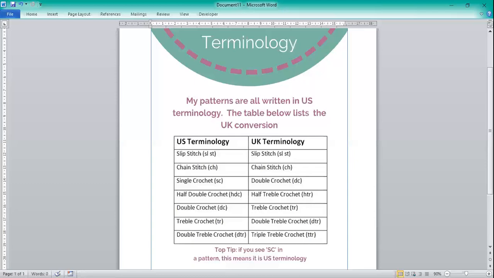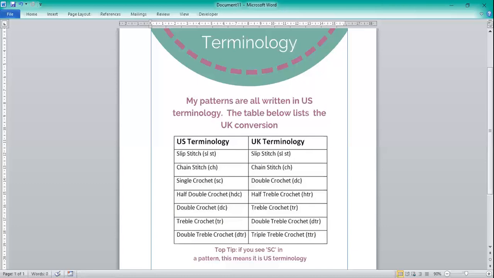And then there's a half double crochet, which in the UK is a half treble. And then the US double crochet is a UK treble. That stitch is actually your granny square stitch. So that's a much longer, looser stitch. And then there's a double treble crochet in the US and a triple treble crochet in the UK. So again, a much longer stitch.